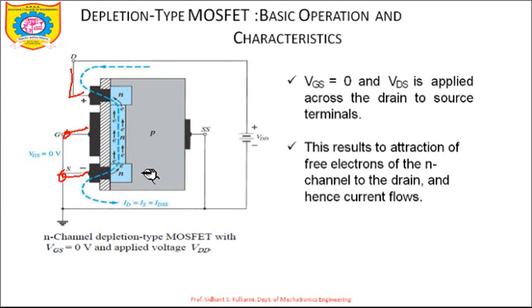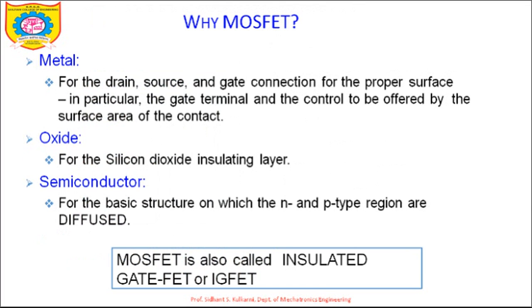So it consists of metal. Now if it consists of metal, what else does it consist of? It consists of an oxide layer. The oxide layer is the SiO2 layer. Si is a semiconductor, silicon is a semiconductor.